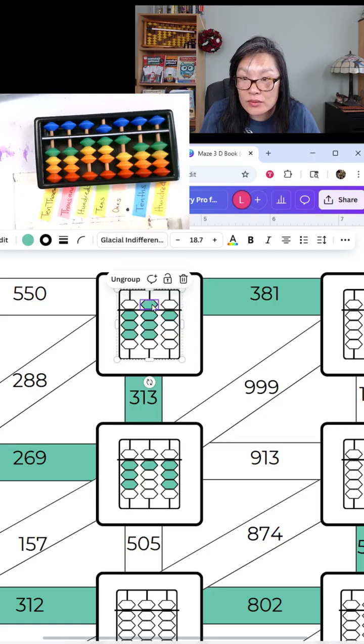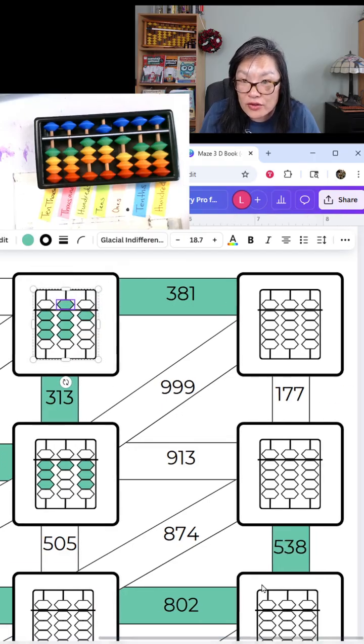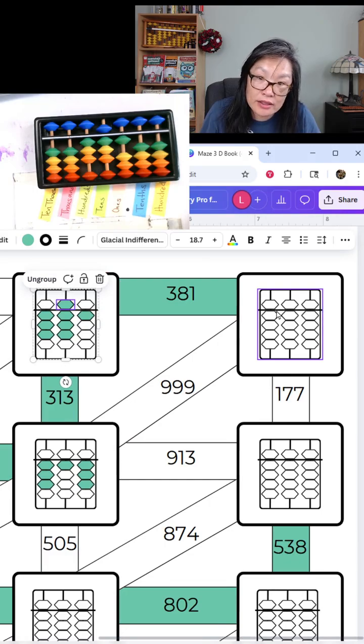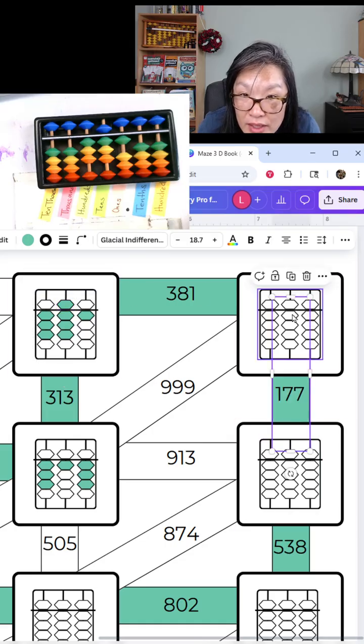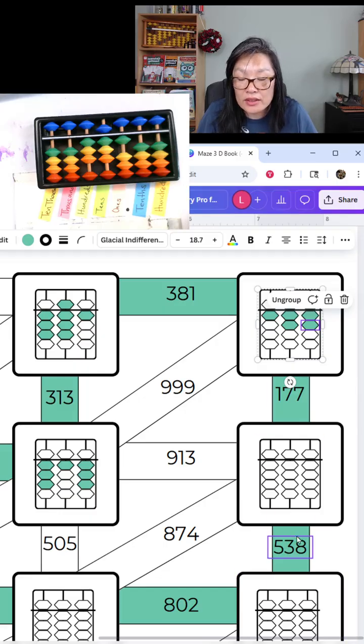And so this is what I call a reverse maze. So I give you the path and the idea is to color it in. And then I have, see, there's this problem. I got to do that. 177. And then I go down here.